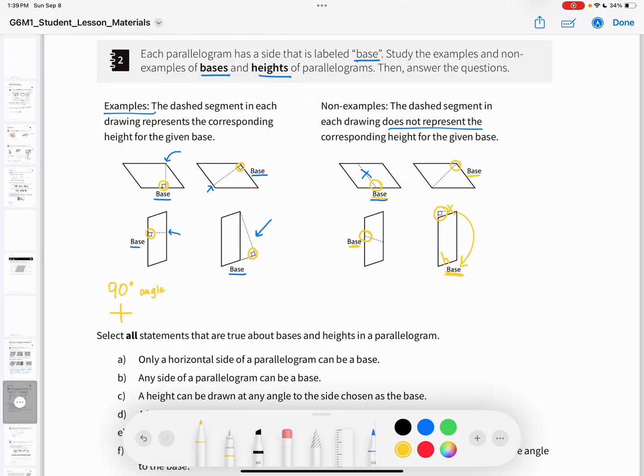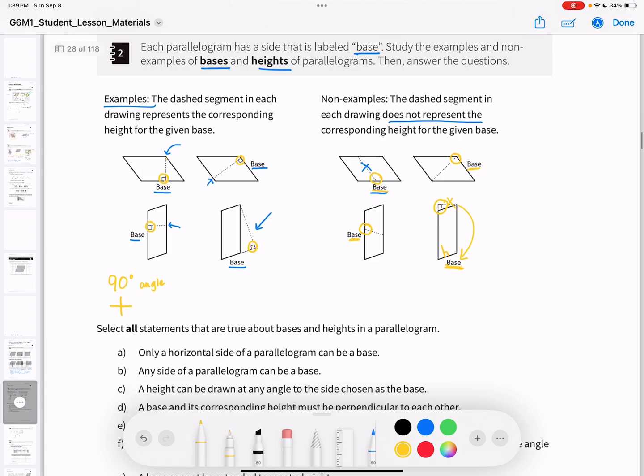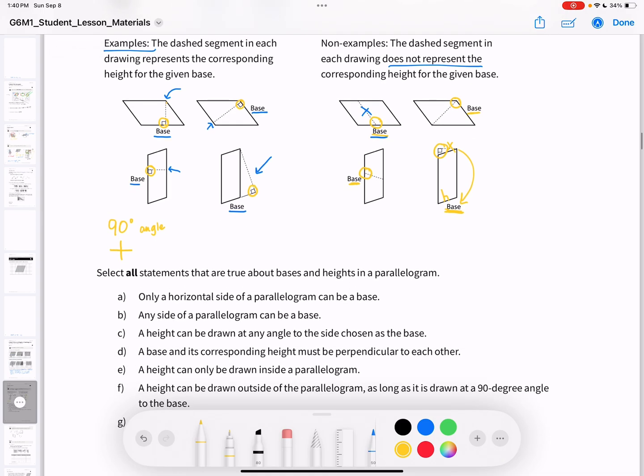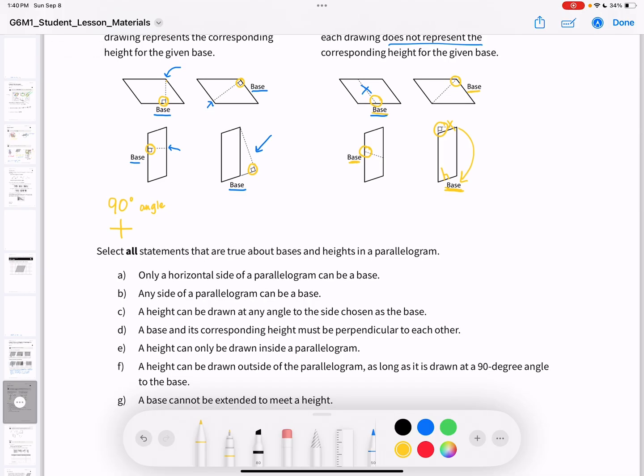All right, select all statements that are true about the bases and the heights in a parallelogram. Only a horizontal side of a parallelogram can be the base. Horizontal means running this way. Well, that's not true. We do see that here, but we have a vertical base here. And this base is kind of at an angle, so it's not really horizontal or vertical. And again, here, this base is kind of at an angle as well. So this is false. It does not just have to be the horizontal side.